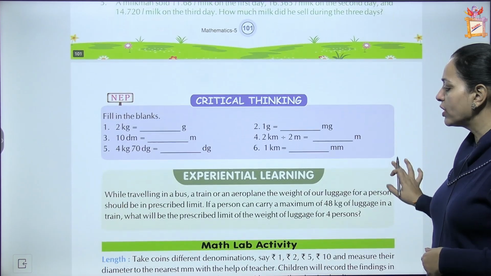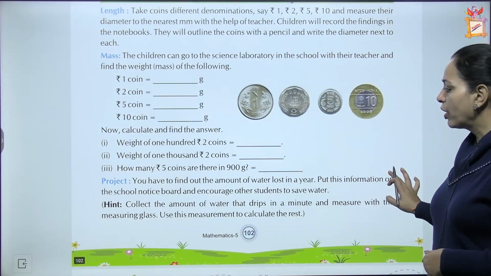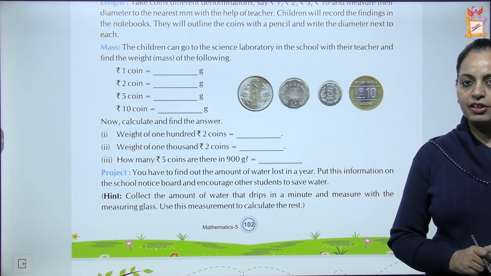Now critical thinking, you can try experiential learning and one lab activity. You can try this one also. I hope the concept is very much clear to you.